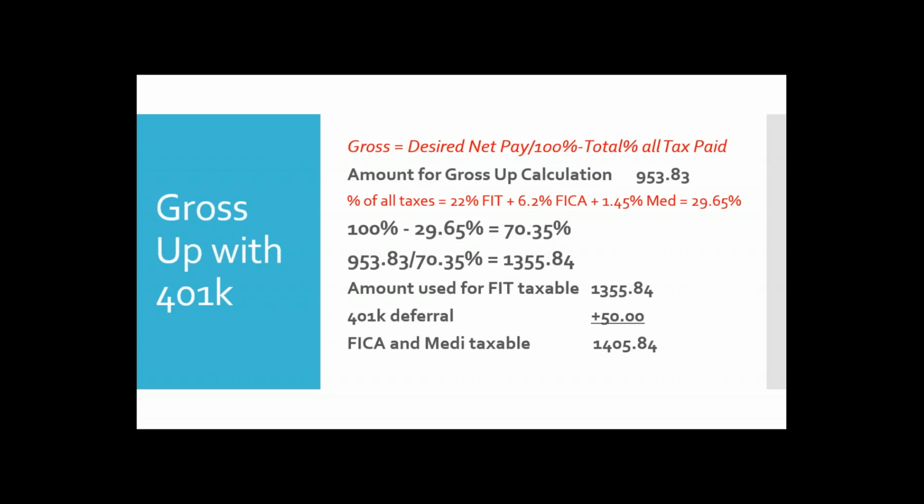And here's our formula again. Our amount for gross up I carried over from that last screen, $953.83. Again, I'm going to start on the right side of the equation by totaling all of my taxes. 22% federal, 6.2% FICA, and 1.45% Medicare gives me 29.65% for all of my taxes. I'll say 100% minus 29.65% is 70.35%.